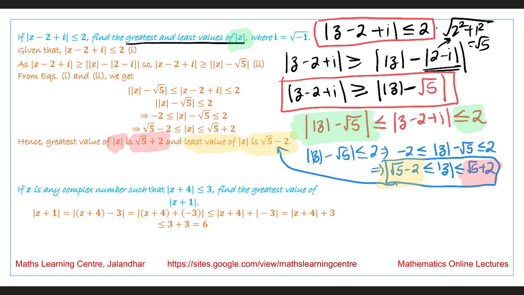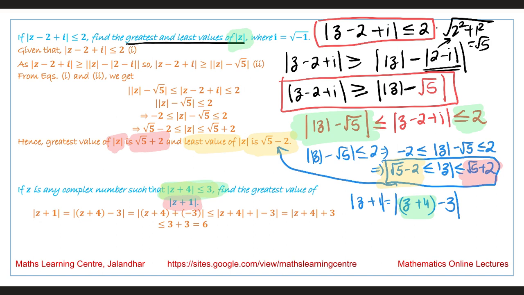Next is, if z is any complex number which satisfies mod of z plus 4 is less than or equal to 3, we have to calculate the greatest value of mod of z plus 1. So the value we want to calculate is mod of z plus 1. We are writing this as mod of z plus 4 minus 3. Why are we writing it in this form? Because for z plus 4 we have this inequality.